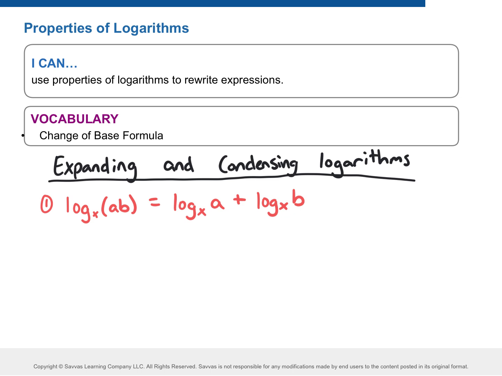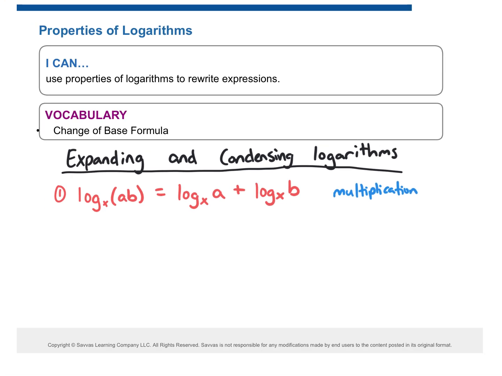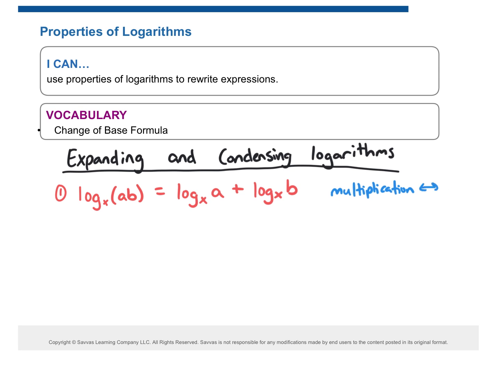Okay. So from here to here, we are expanding. What if I started here and went to here? That would be condensing, right? So what I want you to understand, multiplication goes with addition. Okay. Let's write that off to the side. Multiplication. I'm going to write a two-way arrow here. So that means both directions. Addition. So if you started with multiplication, you go to addition. If you start with addition, you go to multiplication. So does division go with subtraction? Yes, yep.